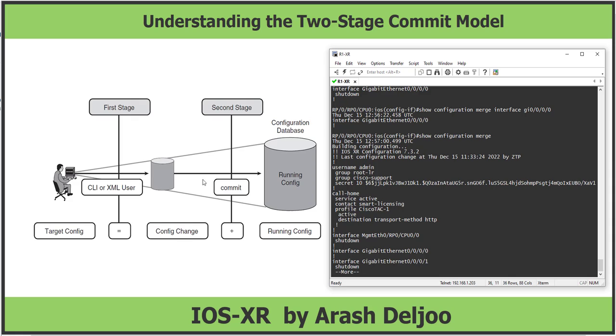And now we can better understand the config change and how we can monitor it with show configuration, and the running config and how we can monitor it with show running config. We also know that if you want to see the result of adding the config change to the running config without commit, we can use the show configuration merge command.